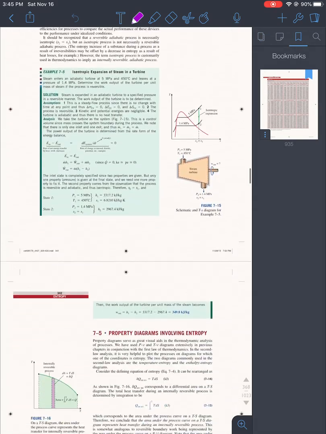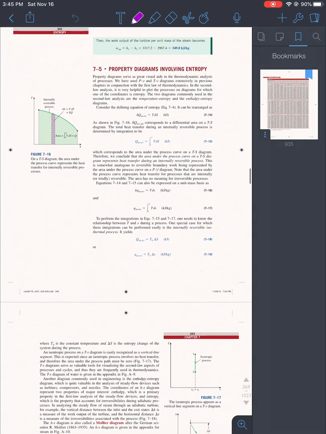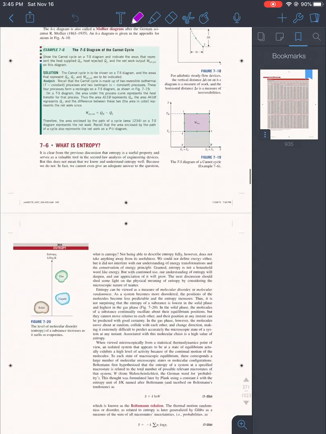Okay, so we need one equation. There's one equation that you use for this, and I don't remember what page it's on. Let's see.